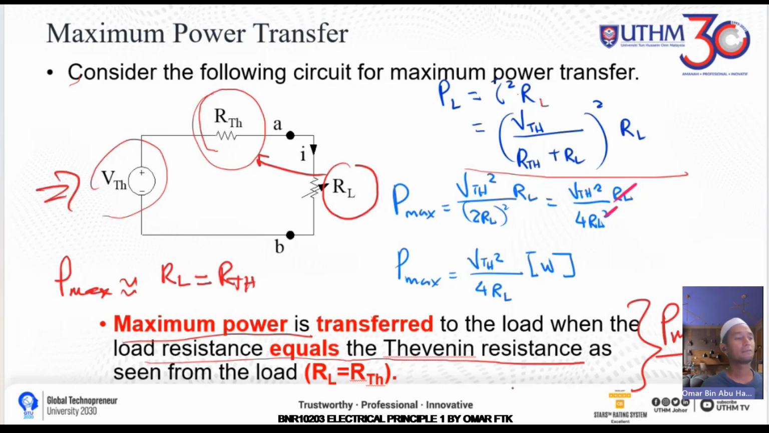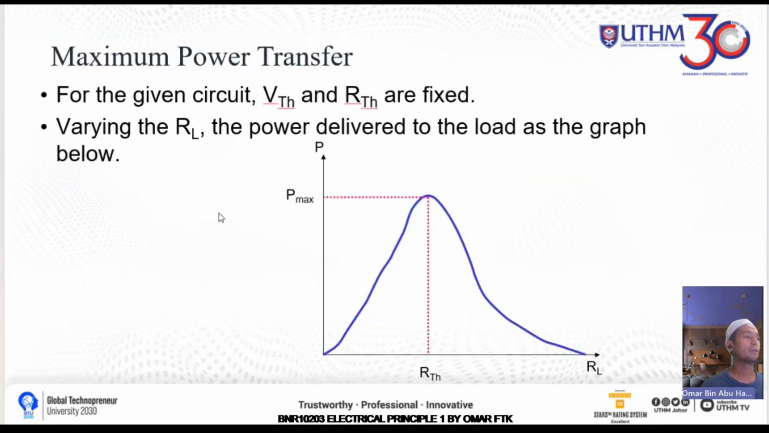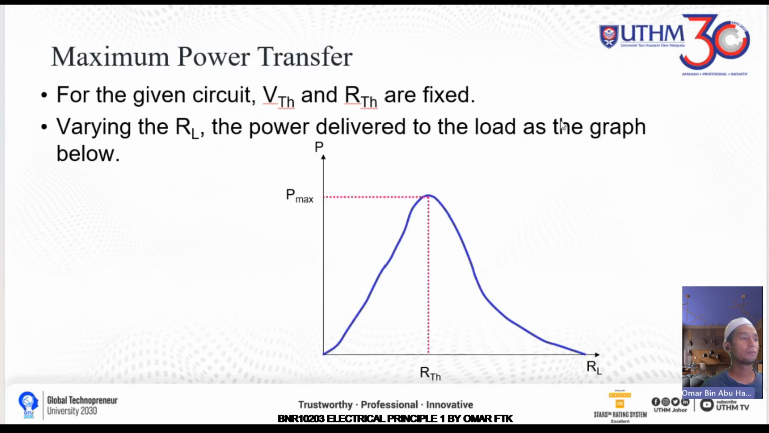So this is the equation for P max. Please remember this. When using this equation, PL equals VTH over RTH plus RL, squared, times RL. PL equals I squared RL.